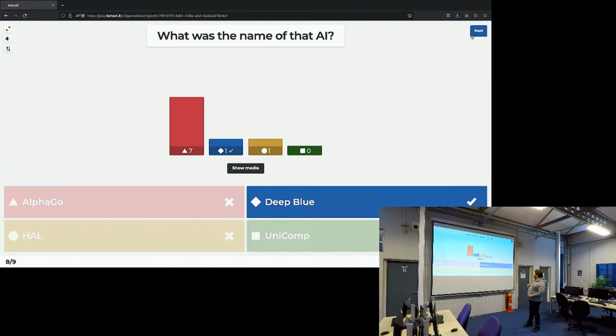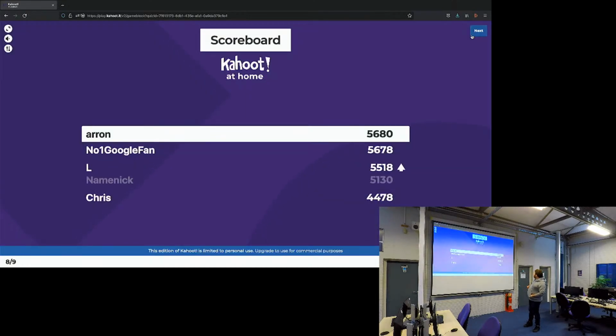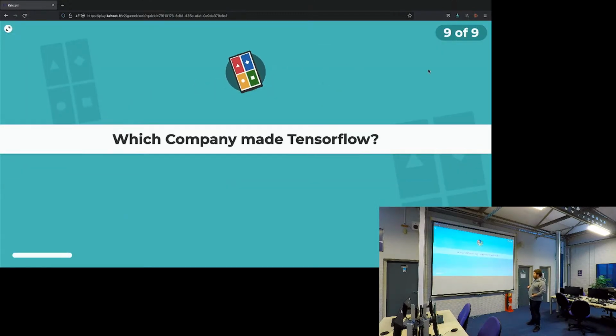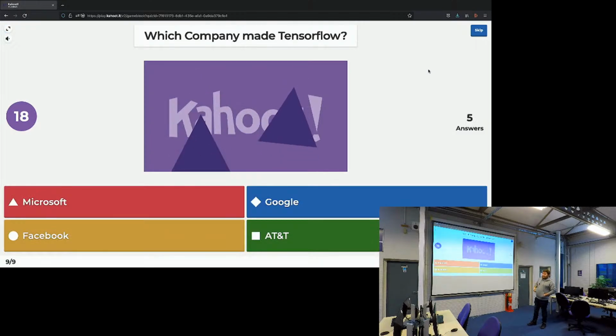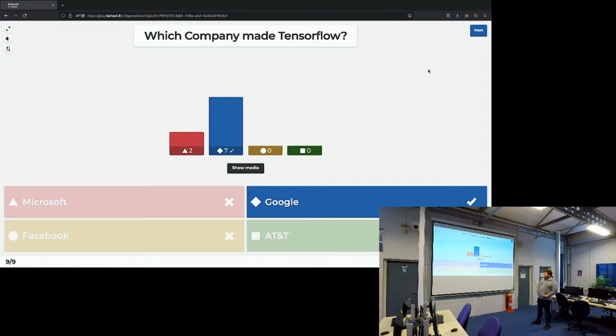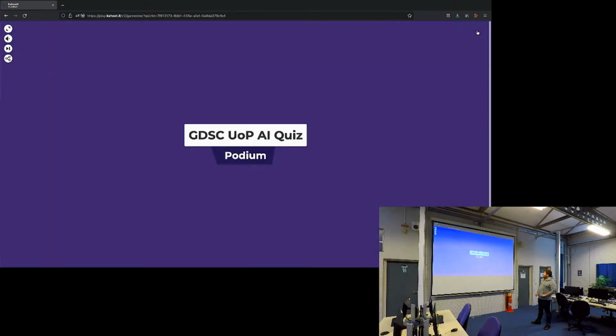So then, I believe that is we hit next. Oh no, we've got one more question. Oh, there we go. We're going to be talking about TensorFlow quite a lot today. Who made TensorFlow? Again, impressed. So yeah, that will be the end of our lovely Kahoot.